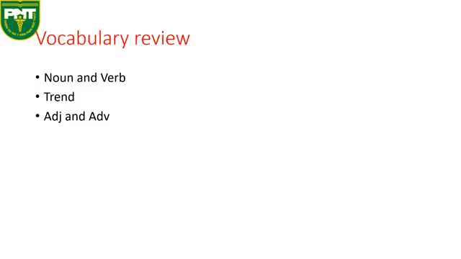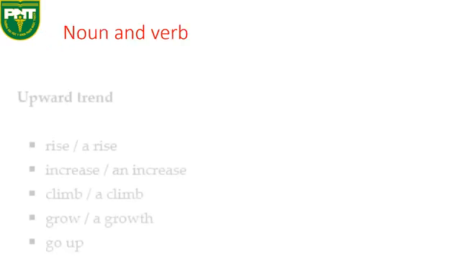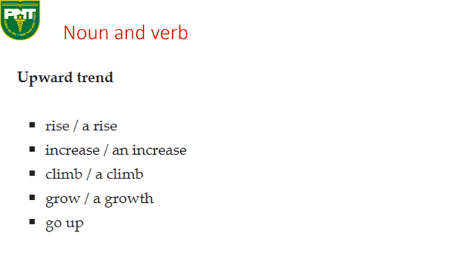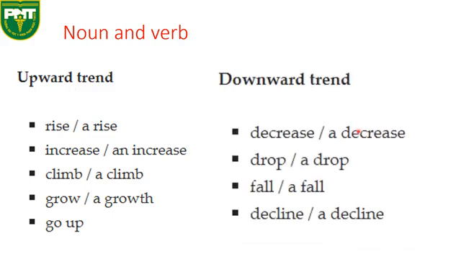Let's move to the vocabulary review. To express a trend, you need to use both nouns and verbs. And the words related to trend, make a good use of adjectives and adverbs in your description to make sure that you describe it in detail. Right? Now, noun and verb to express the upward trend. We've got upward trends, we also got downward trend.